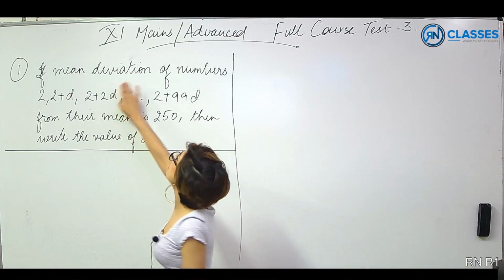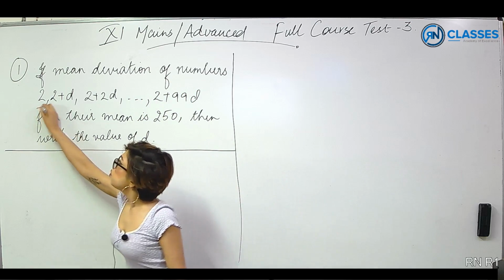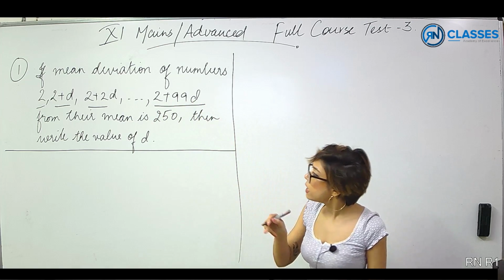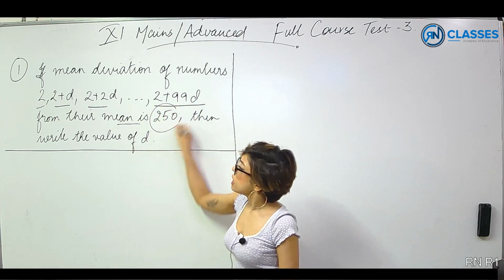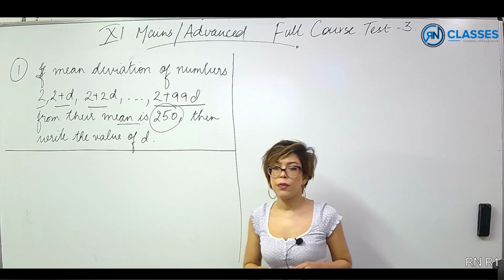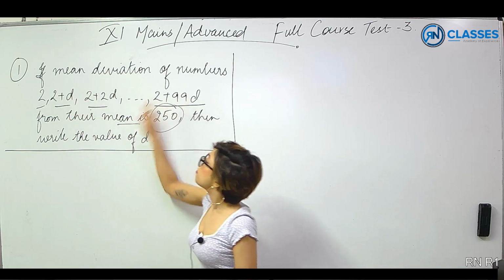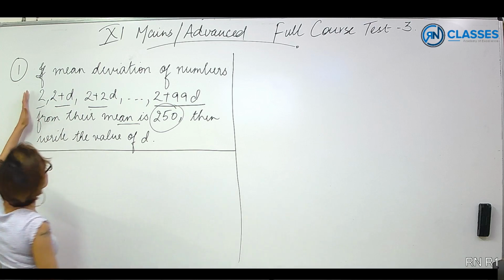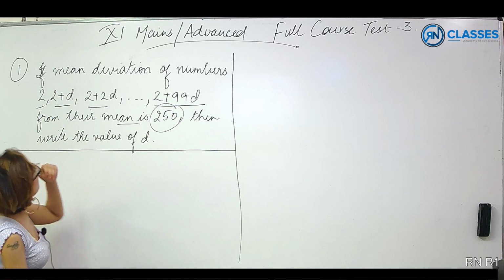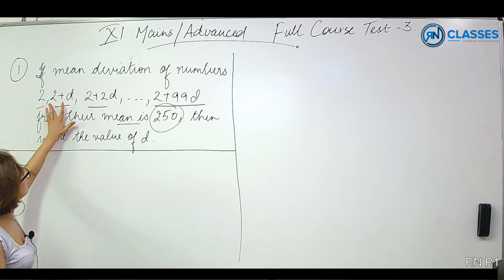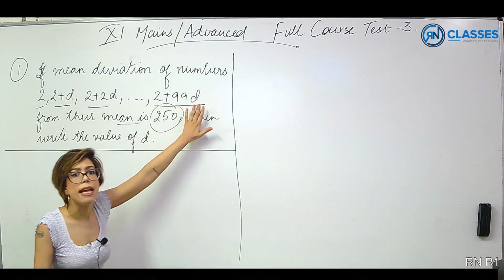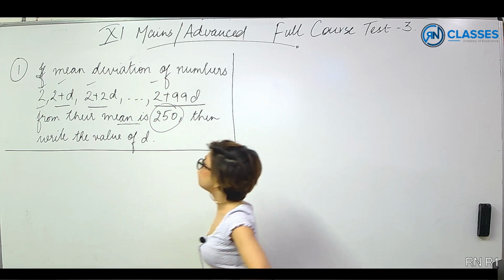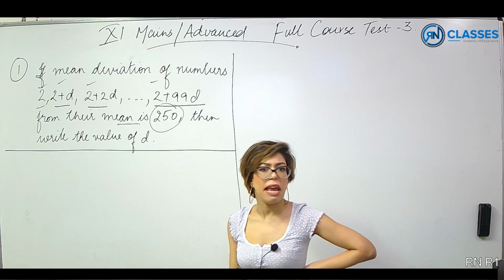Now he says if mean deviation of numbers 2, 2 plus d, 2 plus 2d, 2 plus 3d, and so on till 2 plus 99d from their mean is 250, then write the value of d. Right? So mean deviation of all these numbers from their mean is 250. Now if I look at the numbers, I can say this is easy. In fact, if I look at these numbers 2, 2 plus d, 2 plus 2d and so on till 2 plus 99d, every number has the term 2 in it, right? Why do I bother with 2 in this case anyway?